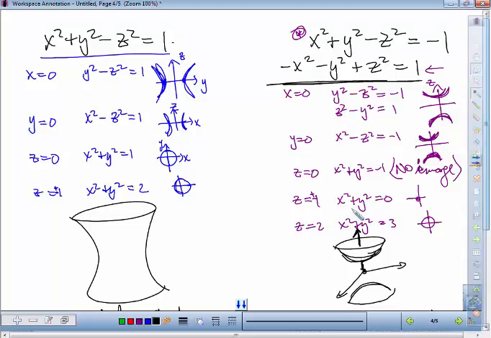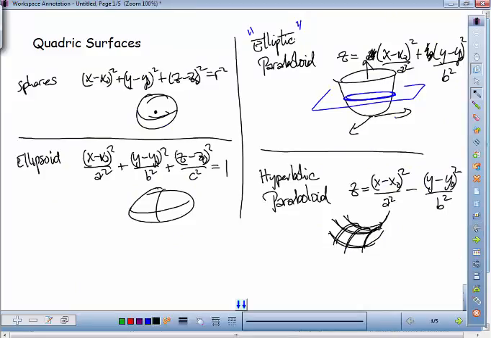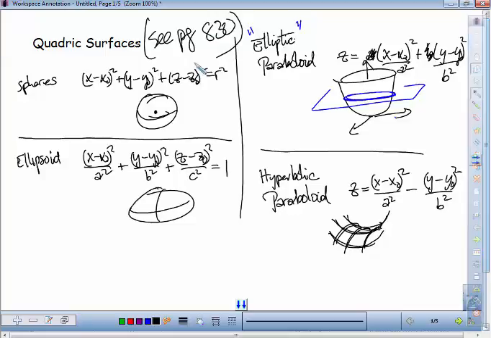What page is that? 830. So page 830 in your textbook has a nice one-page summary of all the quadric surfaces that you should get to know.